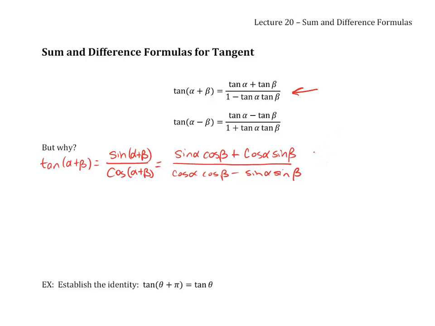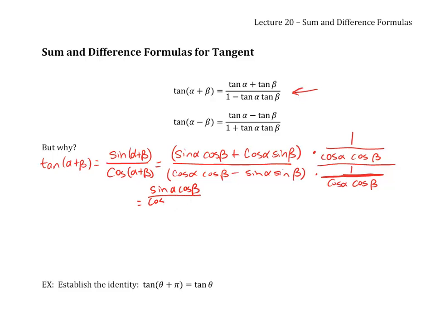So to do that, I'm going to do the following trick. I'm going to take all of this numerator and all of this denominator and multiply it by the same thing on top and bottom. I'm going to multiply by 1 over cosine alpha cosine beta. And I'm going to do the same thing on bottom. I'm going to multiply by 1 over cosine alpha cosine beta. Now, it's not too hard to see where this comes from. If I multiply by 1 over cosine alpha cosine beta times this first term, I get sine alpha cosine beta divided by cosine alpha cosine beta.